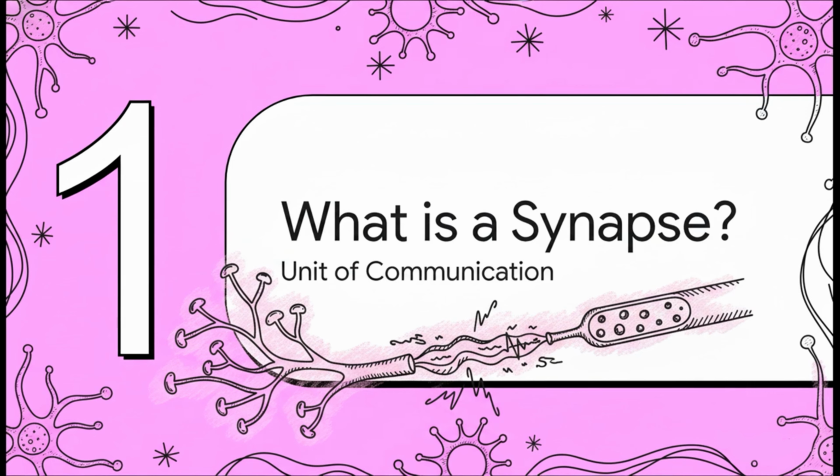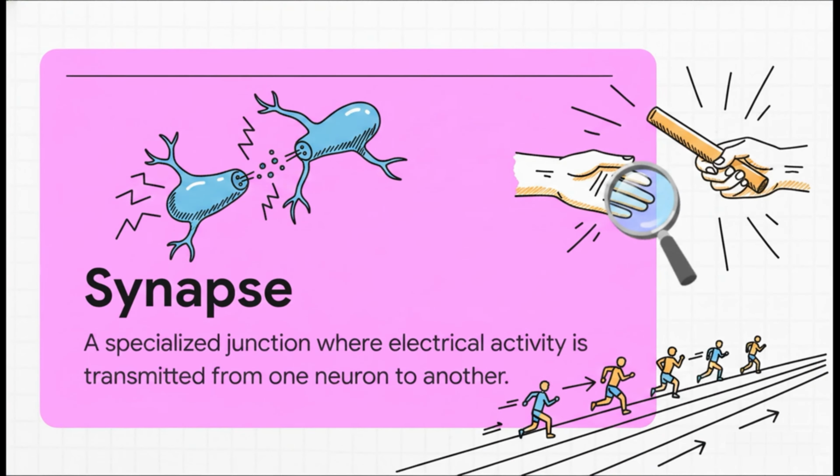Okay, so first things first. What in the world is a synapse? It's the fundamental unit of communication in our brain. Now that's the textbook definition, and it's a good one, but let's make it simpler. A synapse is basically the handoff point. It's where one neuron passes a signal along to the next one, kind of like a baton in a high-speed relay race that's happening inside your head at this very moment.